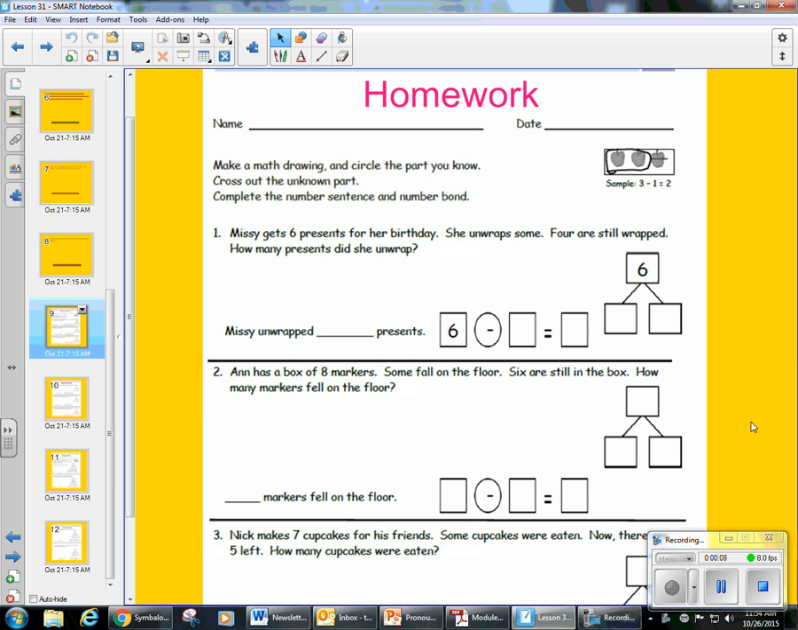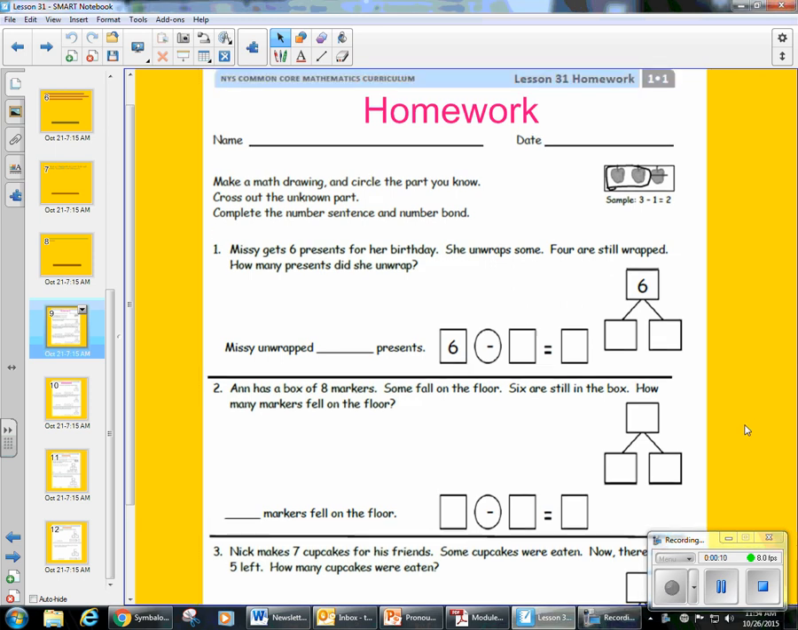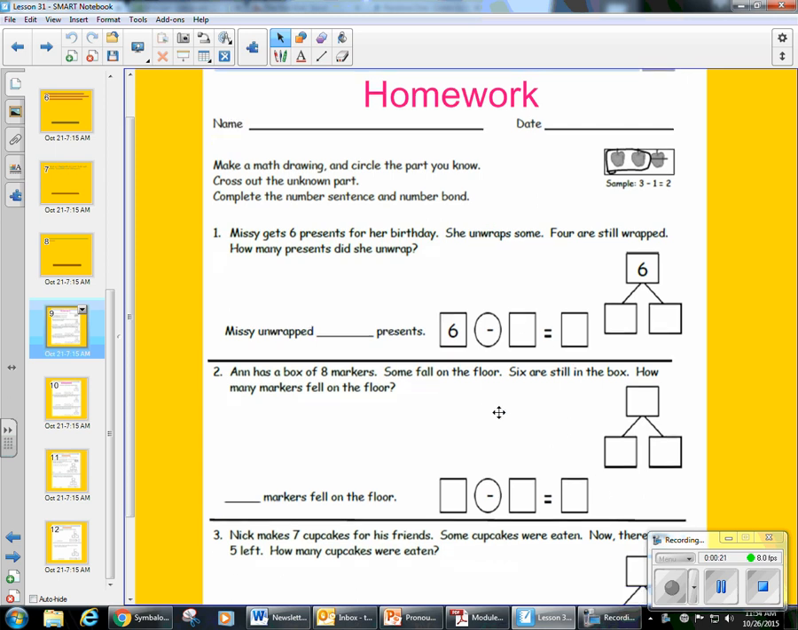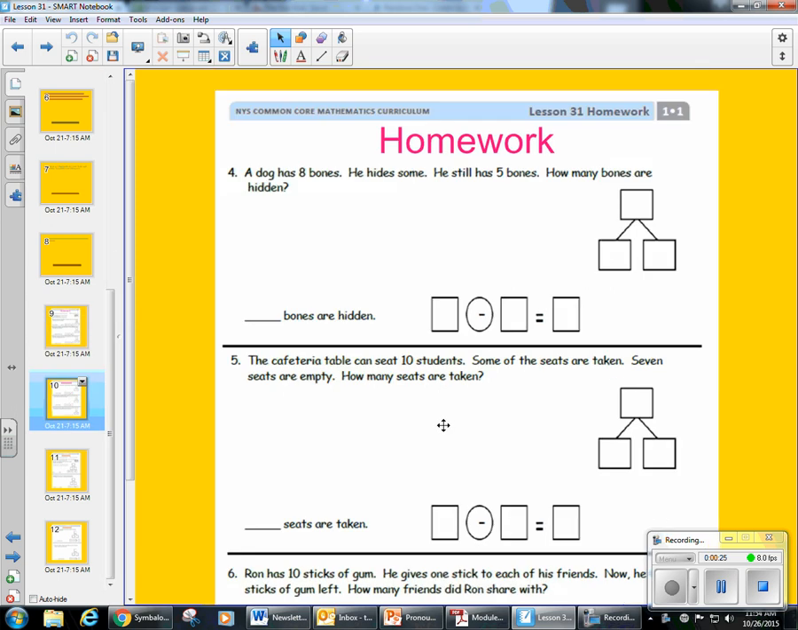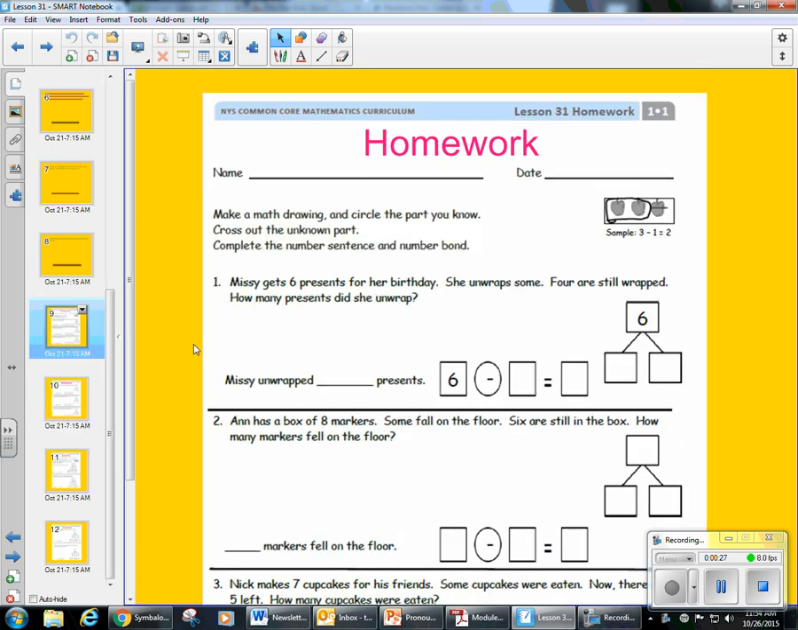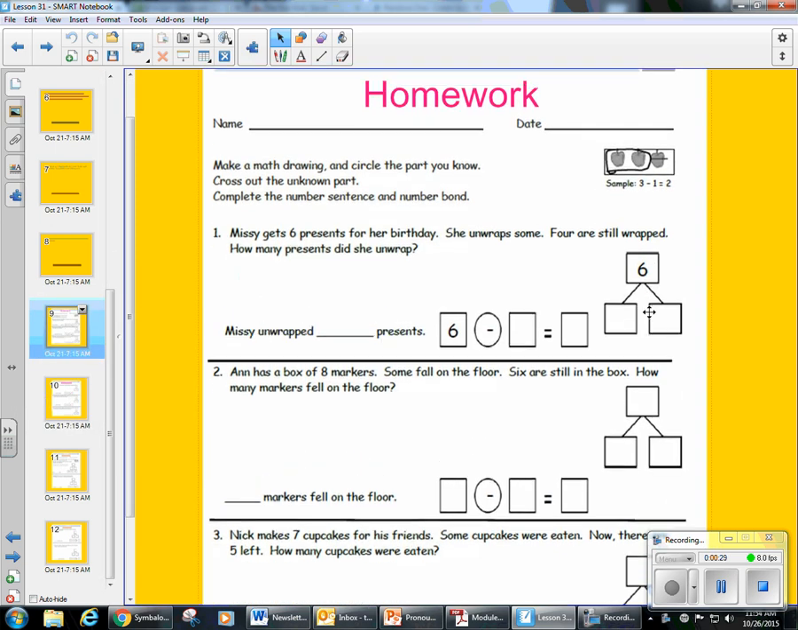It is lesson number 31, and we are continuing to work on subtraction stories with one of the numbers unknown, which we can solve with another subtraction sentence. So for homework, they've got two sides. This is one side. We've got three stories on the other side. If you're starting with the story, there are about four parts the student needs to do.